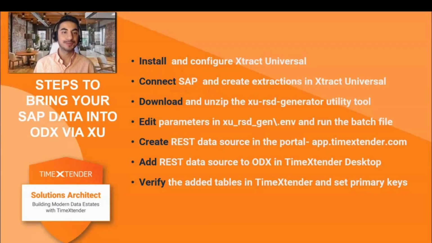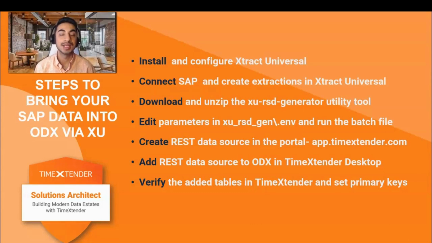So these are the steps that Jim has taken to accomplish this. The first step is to install and configure Xtract Universal. If you don't have a license for it, you can always go for a trial license to check it out. The next step is to configure your SAP connections and then define your table or your BAPI or your RFC information to create those extractions in your Xtract Universal. And don't forget to define your endpoints as HTTP JSON.